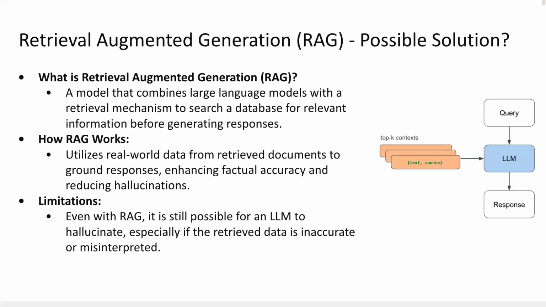But a lot of the times, the integration of retrieval mechanisms does not always make the model perfect, right? The quality of the response is really contingent upon the accuracy and the relevance of the retrieved data. And also, the misinterpretation of this data by the model can have inherent inaccuracies and can really lead to incorrect outputs and hallucinations, even with RAG.